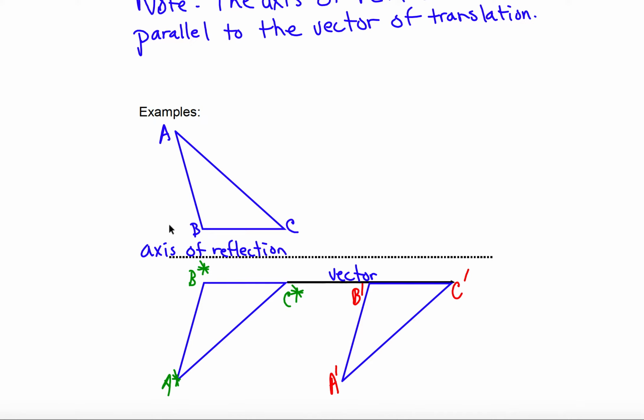Think of it: you're drawing a line from A to A prime, and that line should be perpendicular to your axis of reflection. Now that we have that, we're also going to have this vector that's going to move these points over. So C star starts here, moves along this vector, and ends up at C prime. B is going to go the exact same direction, the same length, and it ends up at B prime. A is going to go the exact same direction, same length, and it ends up here at A prime. Notice that vector is in fact parallel to your axis of reflection.